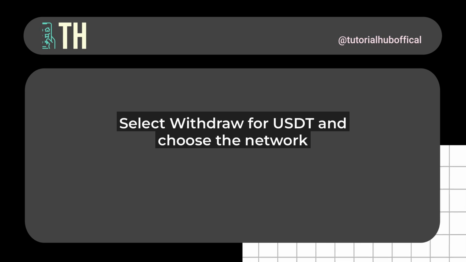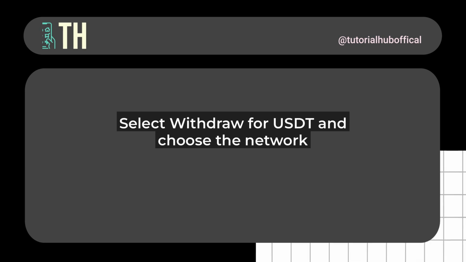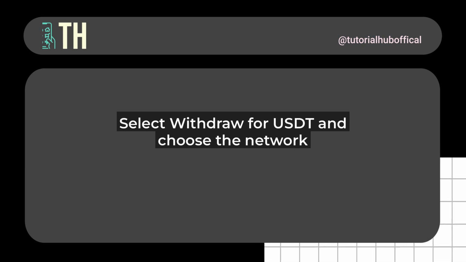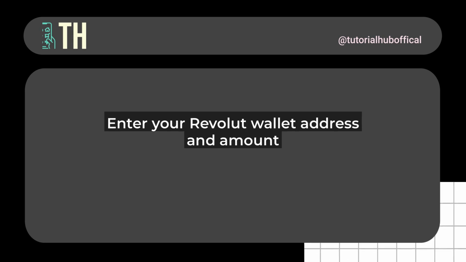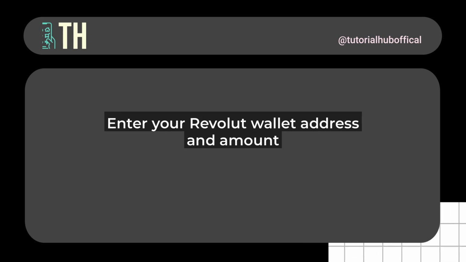Step 2. Enter your Revolut wallet address. You can find this in the Revolut app under the Crypto section. Just copy it carefully and paste it into the withdrawal form on Binance. Don't forget to specify the amount of USDT you want to send. Start small if you're testing.